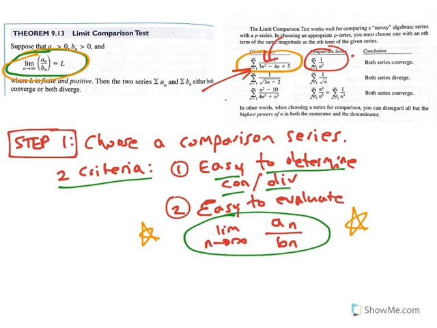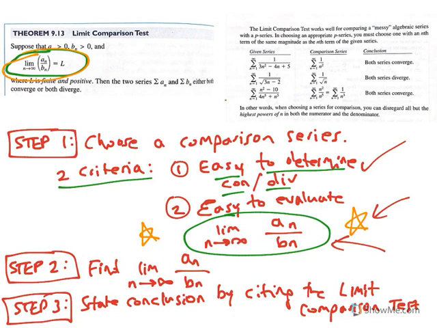And the reason why this makes a good comparison series is because, one, we know that this p-series will converge because p is equal to 2. And number 2, if you choose that, it would be easy for you to compute the limit from the limit comparison test. And we'll see a couple of examples later. But I just wanted to go over some criteria for choosing a comparison series.